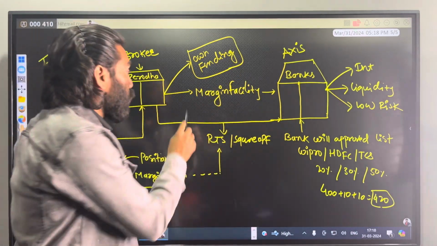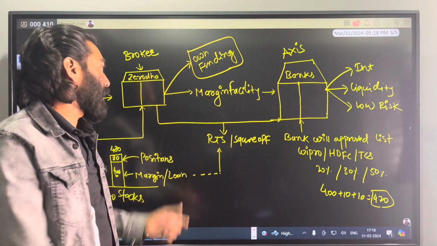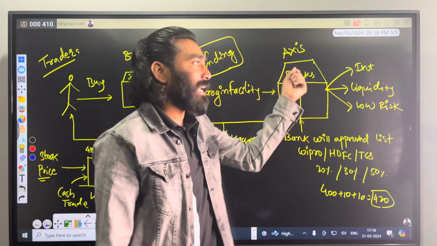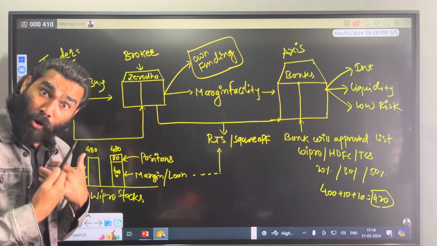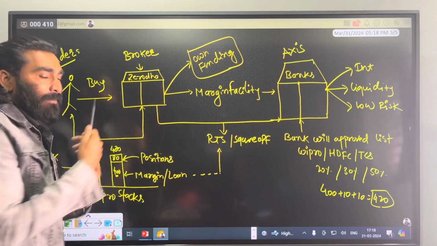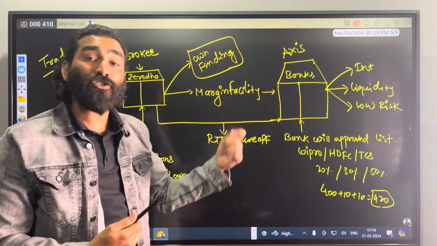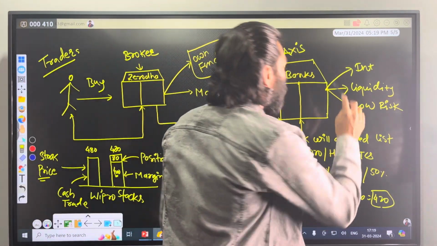In the other way, the broker can initiate communication with their immediate bank, let's say Axis Bank, and ask Axis Bank to provide funding to my client, because I'm a broker speaking on behalf of Zerodha. So the broker will ask banks to provide funding to my client against an approved list of securities.